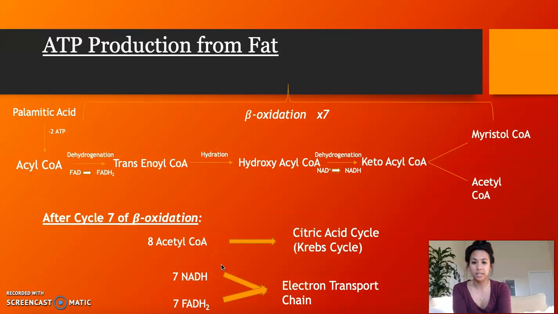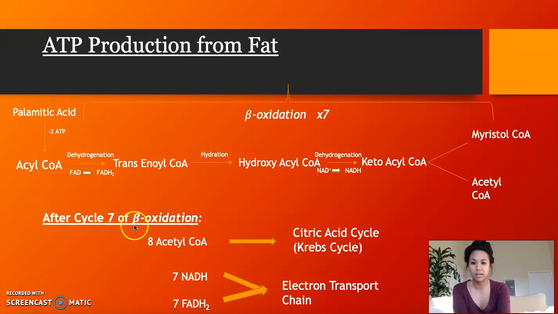The third stage of beta oxidation is dehydrogenation again. Now, in this stage of dehydrogenation, NADH is produced from NAD plus, and ketoacyl coenzyme A is produced, and then it splits into myristoyl coenzyme A and acetyl coenzyme A. Now, beta oxidation goes through about 7 cycles. So it takes a little bit longer to produce ATP than glucose.